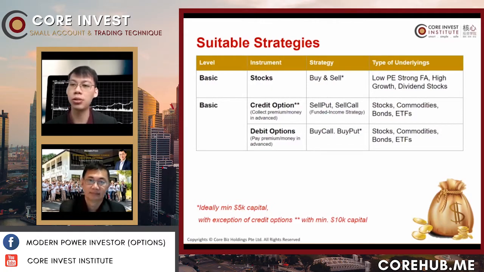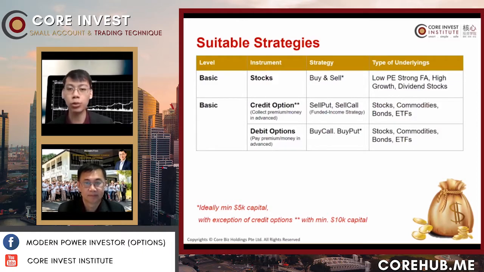So the basic level of which is buying stock, where you want to buy low and sell high. That comes together with technical analysis to understand the market condition, and then you buy low and sell high, right? And the underlyings that you want to look at are low PE, meaning companies that are cheaper, more affordable, and have strong fundamentals, right? Good companies, naturally the price will go up, with high growth and dividend stocks, right?